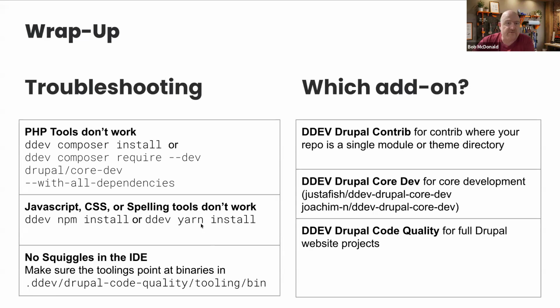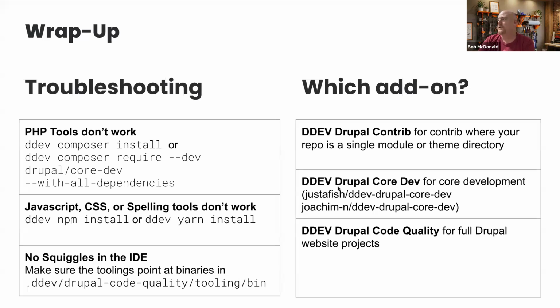And then if you're not seeing squiggles in your IDE, make sure that the configurations for your add-ons are configured to point to the binaries that exist in .ddev/Drupal-code-quality/tooling/bin.